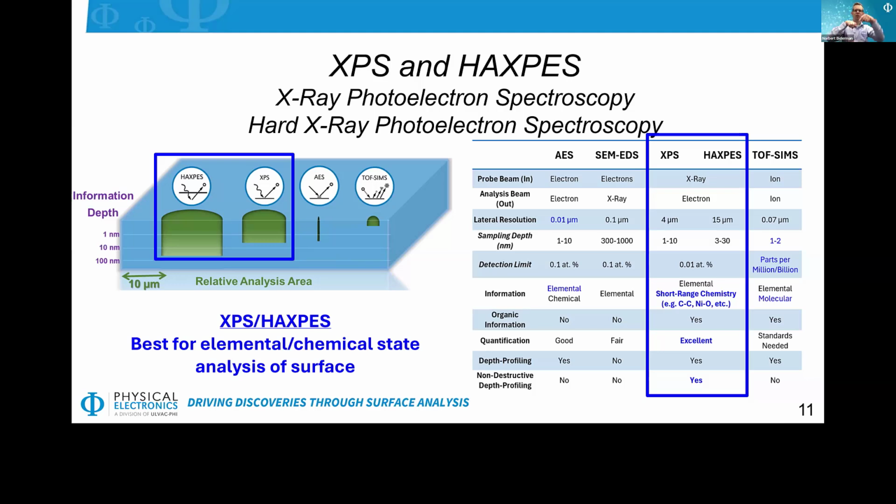XPS brings non-destructive depth profiling not possible with Auger or TOF-SIMS. XPS and HAXPS are the best surface analysis tools to study chemical bonds due to nearest atomic neighbor interactions in the surface. Both XPS and HAXPS also offer imaging capabilities, albeit at a larger spatial resolution compared to Auger.